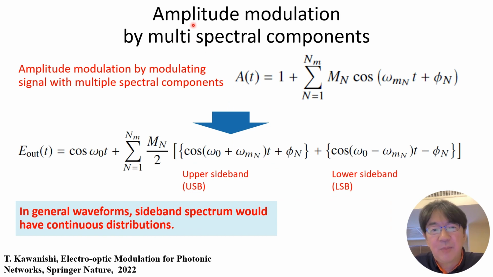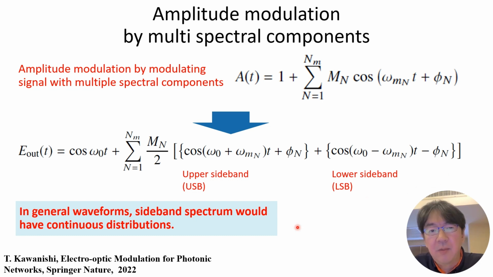Here I'd like to talk about amplitude modulation by multispectral components. In telecommunications system, the waveform would be complicated. I mean, it has many frequency components. So here we use the mathematical expression like this to describe such the signal. It has many spectral components. In that case, we have many upper sideband components and lower sideband components.